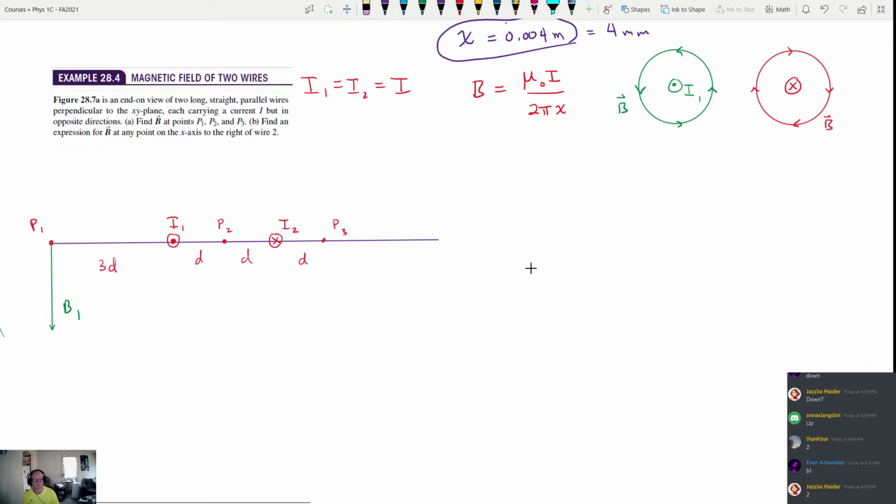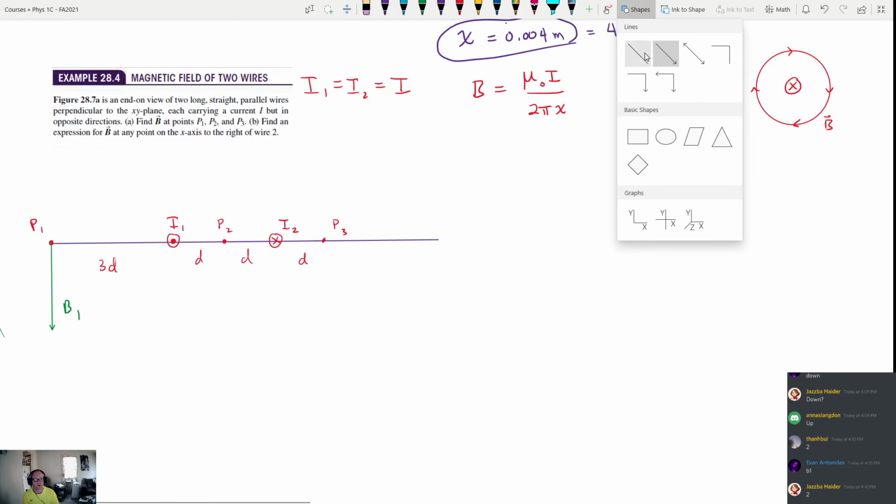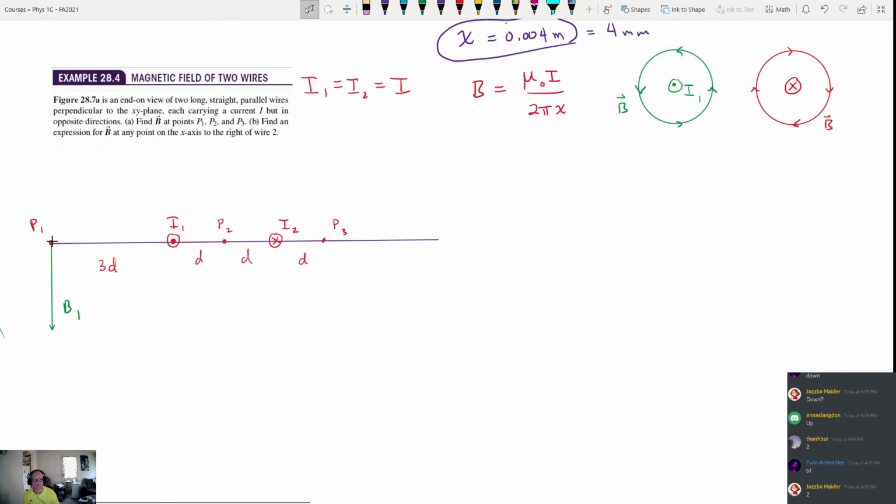Some people are saying 1 and some people are saying 2. How do we figure it out? How do we resolve this dilemma? Look at the equation. Mu naught, I, and 2 pi are the same for both of them. So the one that is closer is going to give the bigger magnetic field. Yeah, closer. X is smaller, B is bigger.